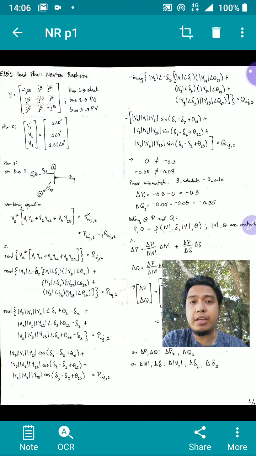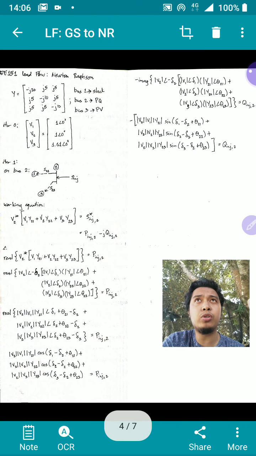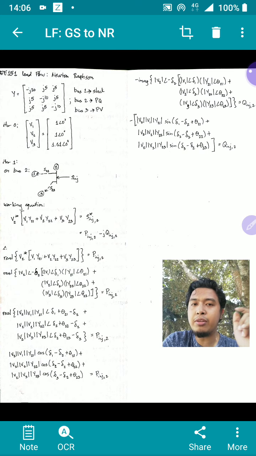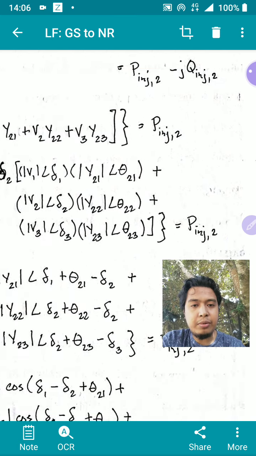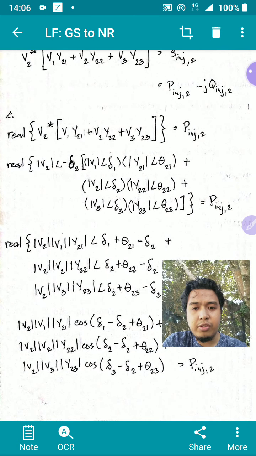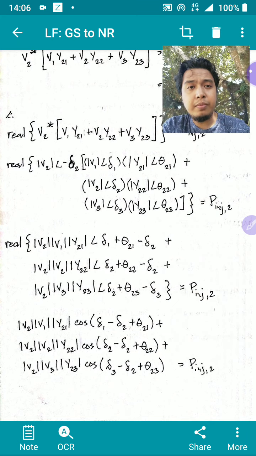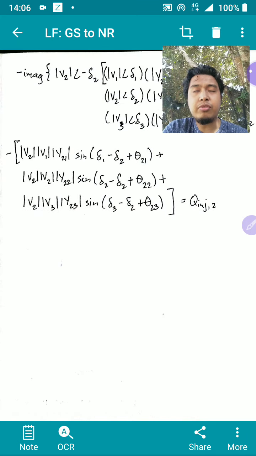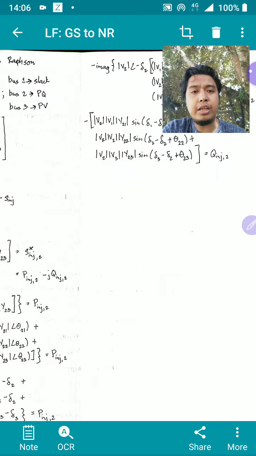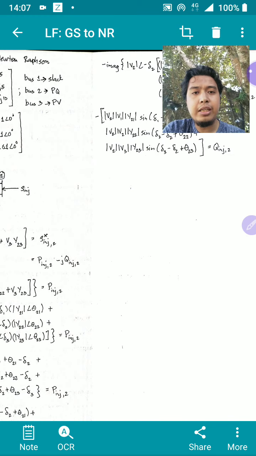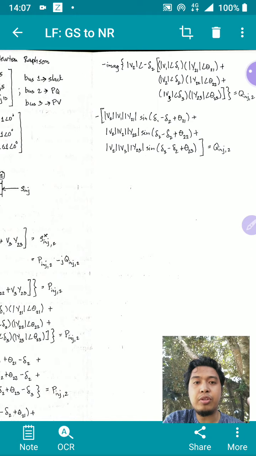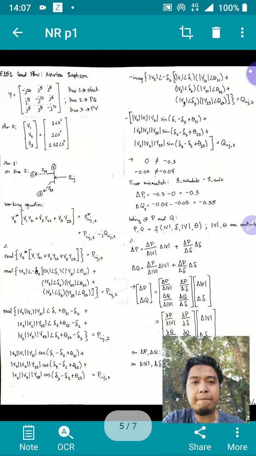So from last time I introduced how we go from our Gauss-Seidel power equations into our fundamental equations for Newton Raphson. Basically, the one we derived in my previous video, this equation for power injection and this equation for reactive power injection, those two will be our fundamental building equations for Newton Raphson. So we will use it.